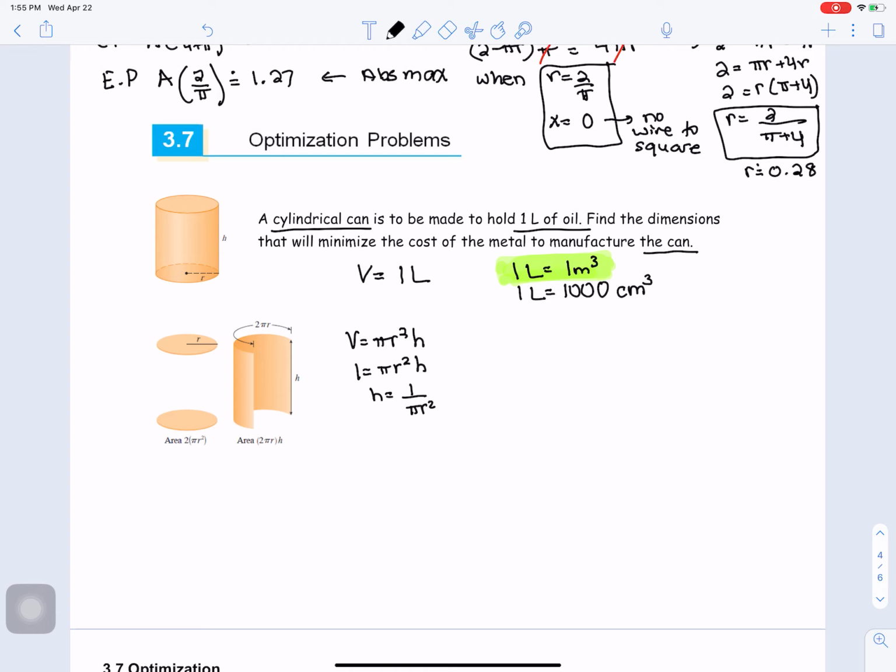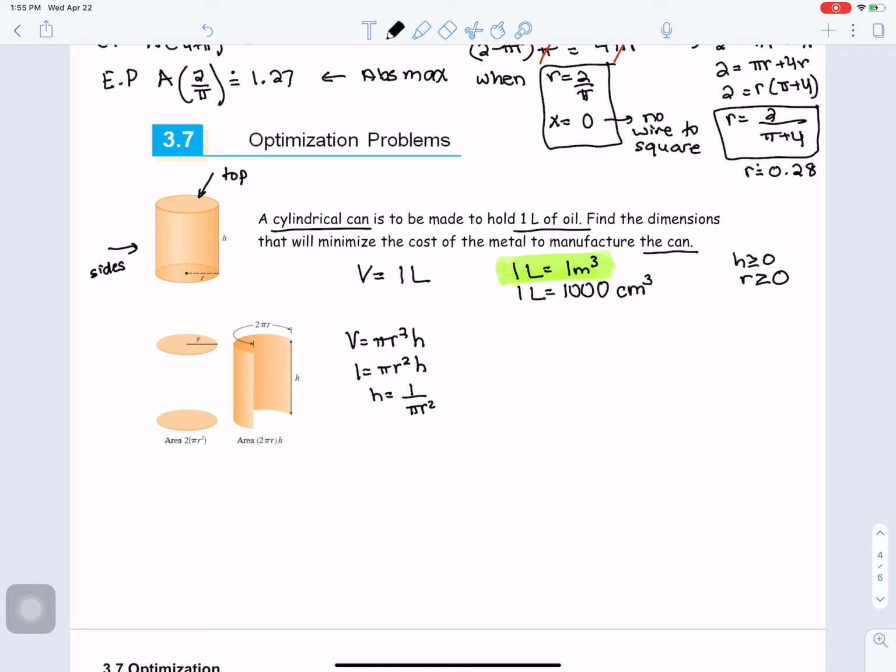There's my secondary equation. We know that h has to be greater than 0, r has to be greater than or equal to 0. My primary equation is to minimize the cost. Now, in some of these problems, the cost to make the material on the top can sometimes be different than the cost on the sides.